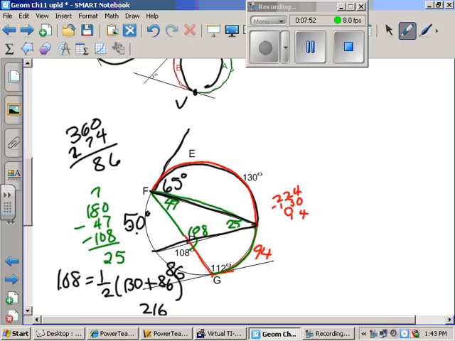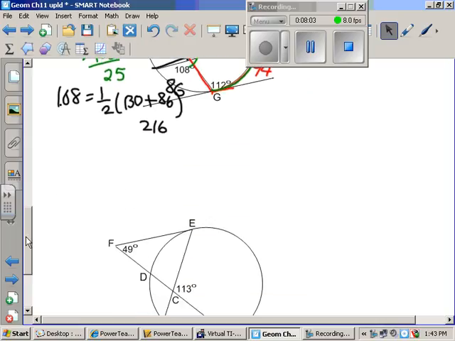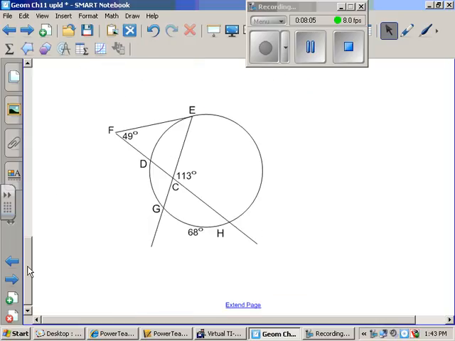Again, you're just figuring out pieces that are missing to help you fill in other pieces. It's one of those things you just have to do and do to get practice at it. So along those lines, here's another one. Let's see if you can find the arcs and angles and be ready to turn that in tomorrow.